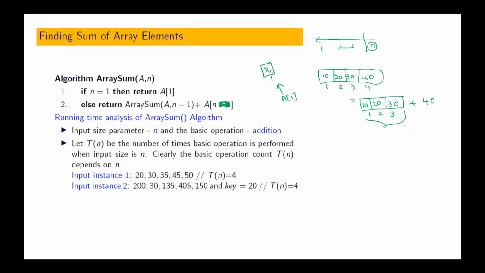If there are two or more elements, this is for n greater than or equal to 2. If there are two or more elements, then what are we doing? For the first n minus 1 elements, we recursively find the sum using the same algorithm. That is the recursive call. Then the last element we add to that. Is that okay? Is the algorithm clear?